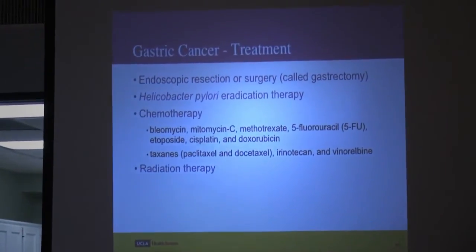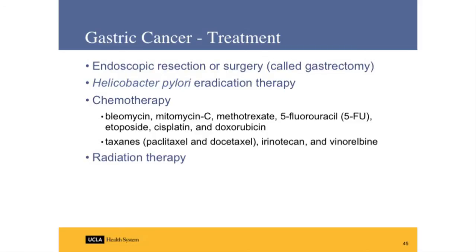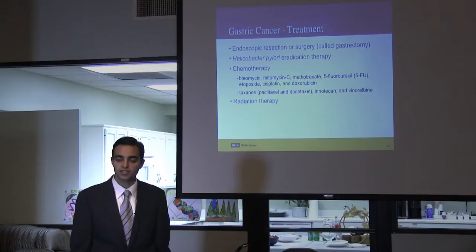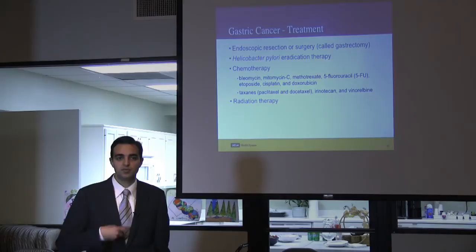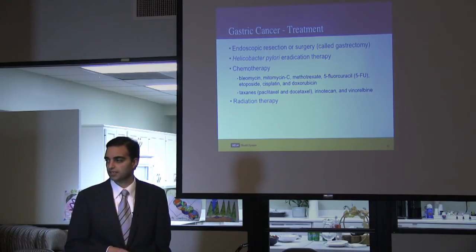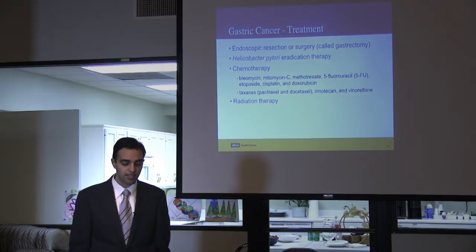So the treatment of gastric cancer, if it's in very early stages, just like esophageal cancer, we can resect it endoscopically, which is called endoscopic mucosal resection. And then if you're attempting cure, again, surgery is indicated. Surgery is called gastrectomy. If the tumor is towards the end of your stomach, you could remove part of your stomach, a partial gastrectomy. If it's in the middle of your stomach or more proximal at the beginning of your stomach, then it's a total gastrectomy, so you remove the entire stomach.